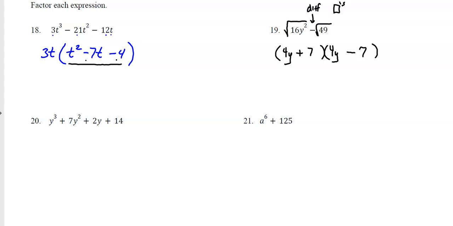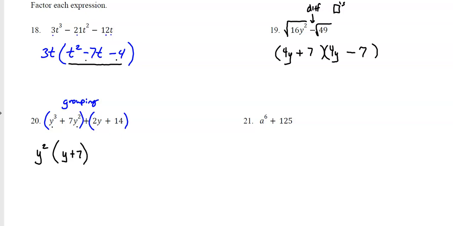Number 20, whenever I see 4 pieces, I'm going to use grouping to factor this. So when I use grouping, I'm going to put parentheses around the first 2 terms, put it around the second 2 terms. Usually I'm going to pull out a greatest common factor that's different from both chunks. And then I should get a common piece in there, a common factor. So let's see what's going on. In the first piece, the biggest thing I can yank out is a y squared. And I get y plus 7.